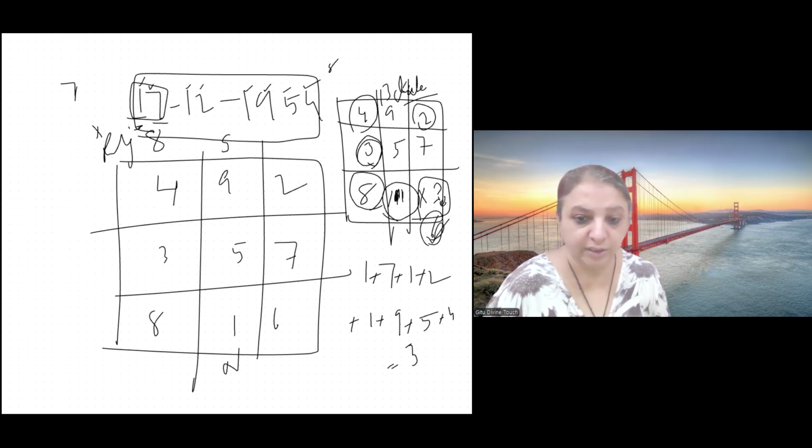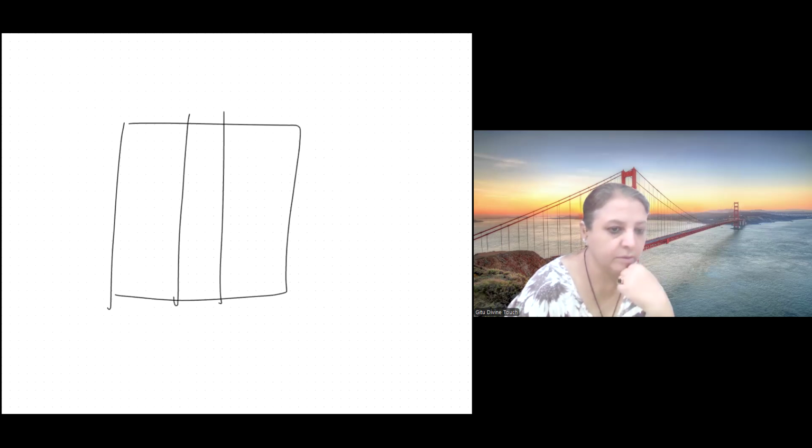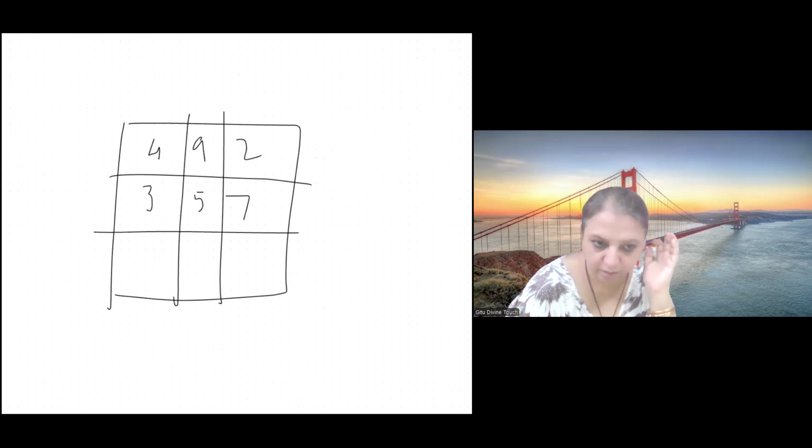Let me share the notes here now. So let me share the whiteboard here again. I'll explain the elements here. So we'll draw a grid here. This is 4, 9, 2, 3, 5, 7, 8, 1, 6.